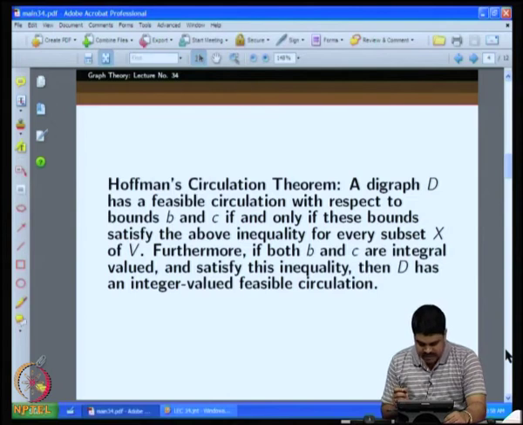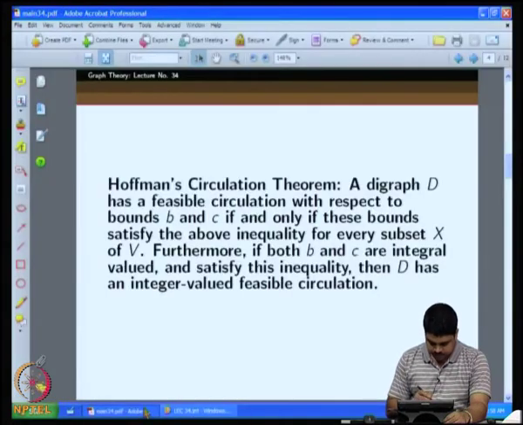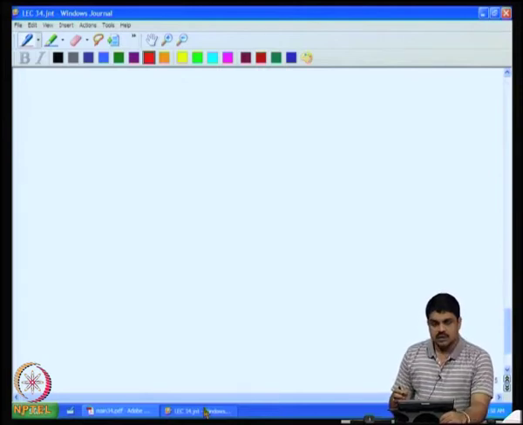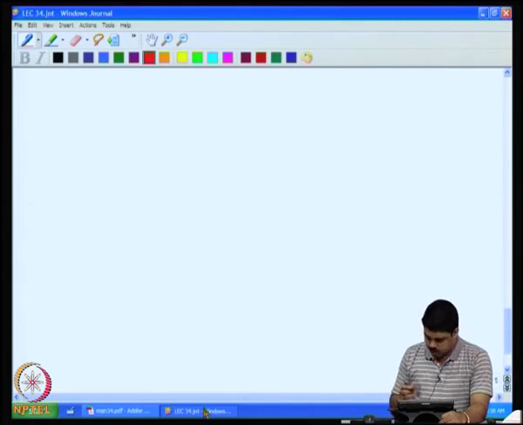The other part of this theorem says that if B and C are integral valued and satisfying this condition, then D has an integer valued feasible circulation, not just a circulation, it has an integer valued feasible circulation. This is what we are going to do now. The proof is done like this.